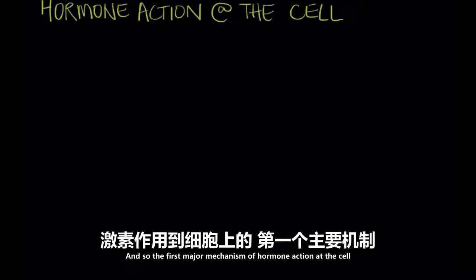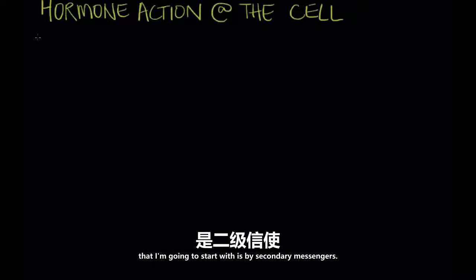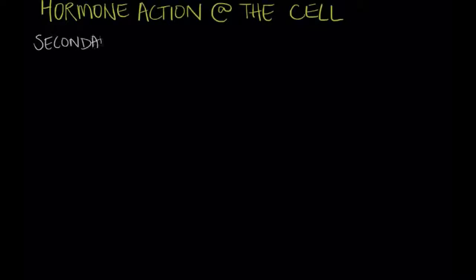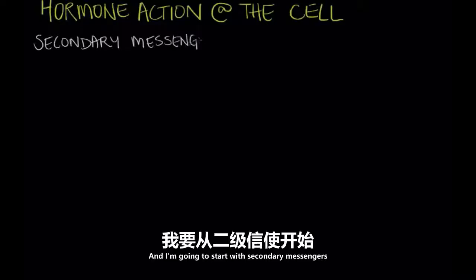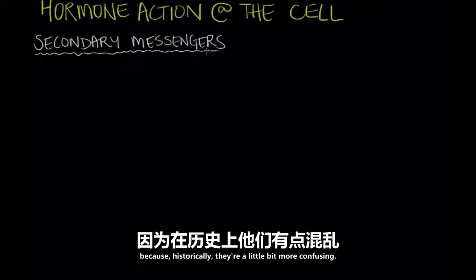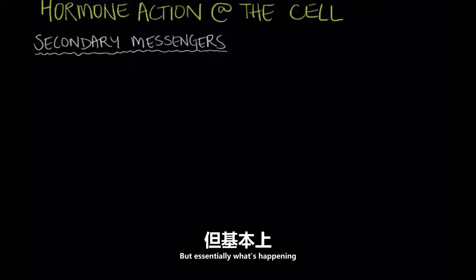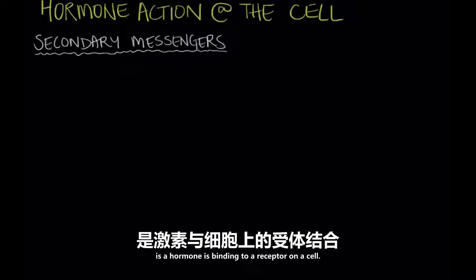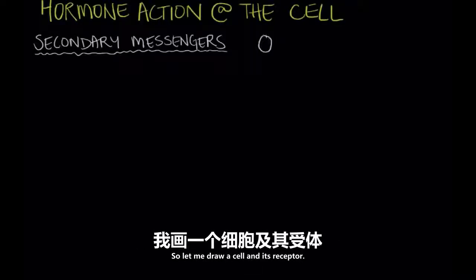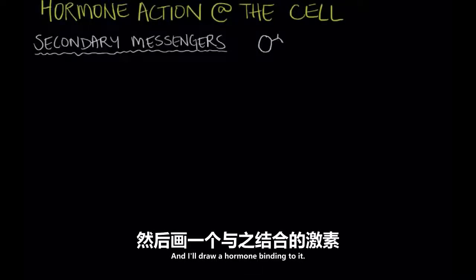And so the first major mechanism of hormone action at the cell that I'm going to start with is by secondary messengers. I'm going to start with secondary messengers because historically they're a little bit more confusing, but essentially what's happening is a hormone is binding to a receptor on a cell. So let me draw a cell and its receptor. And I'll draw a hormone binding to it.